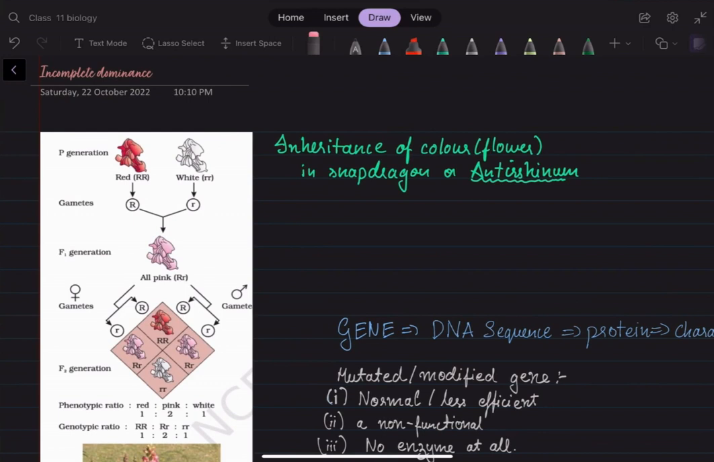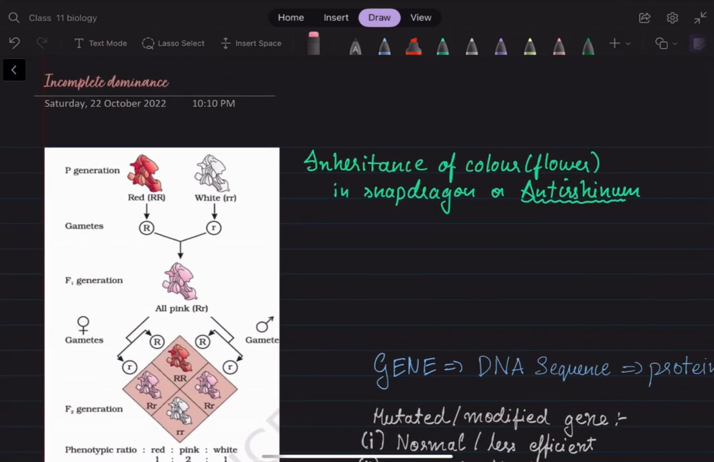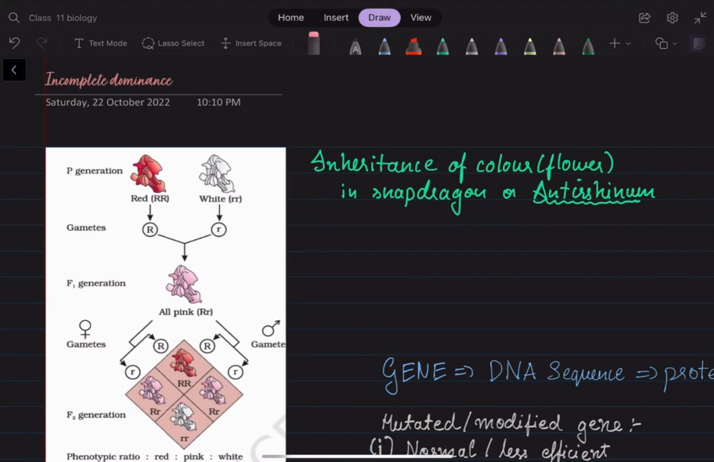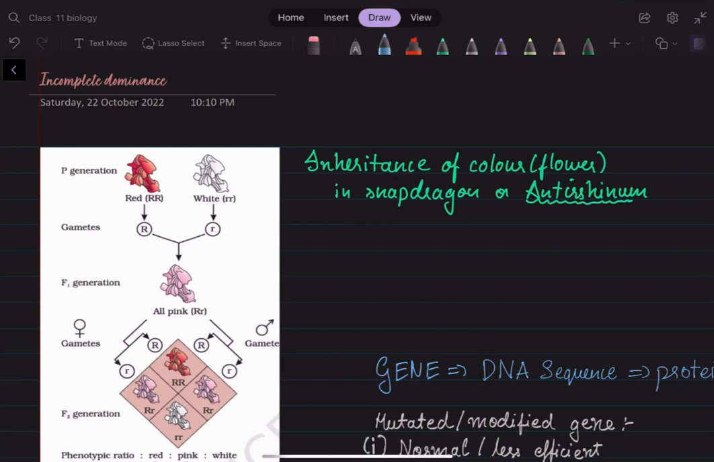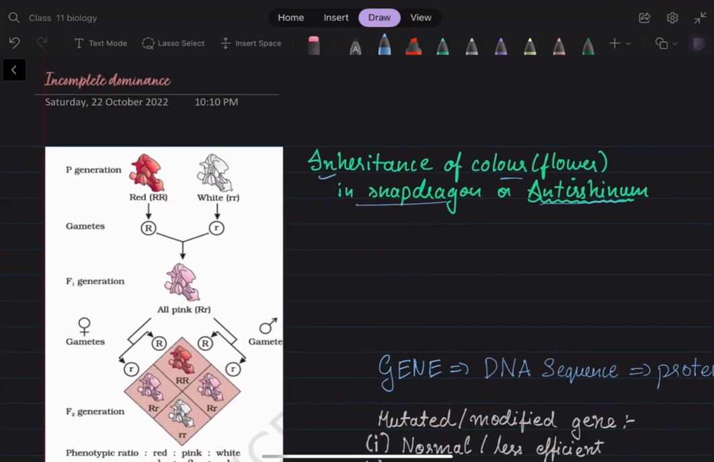In the last video, we started with the laws of inheritance. So this is an exception to the first law of dominance. In this case, the heterozygous condition shows an intermediate character instead of distinctly showing the dominant character, right? For example, in the inheritance of flower color seen in the snapdragon or Antirrhinum, this particular case is seen.